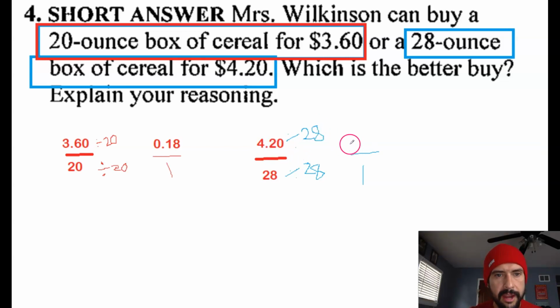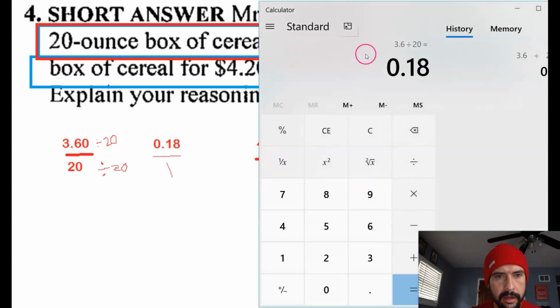So 420 divided by 28, we'll pull out your calculator again. I'm going to say $4.20 divided by 28 because there's 28 ounces. And my unit rate for this one is $0.15, right?